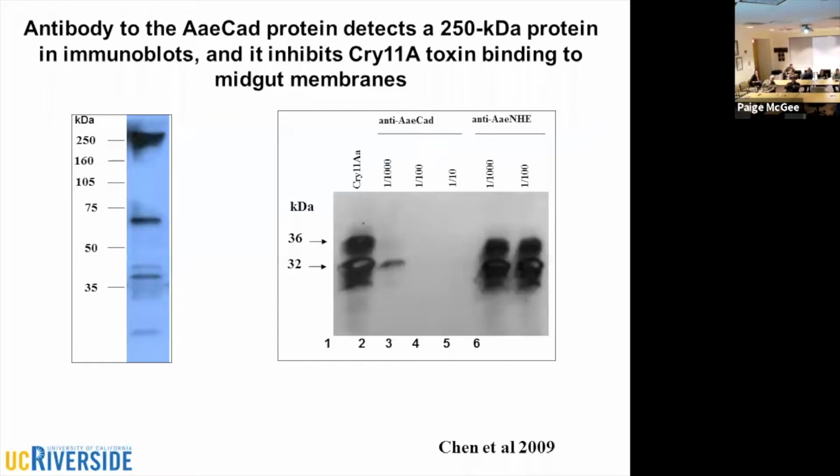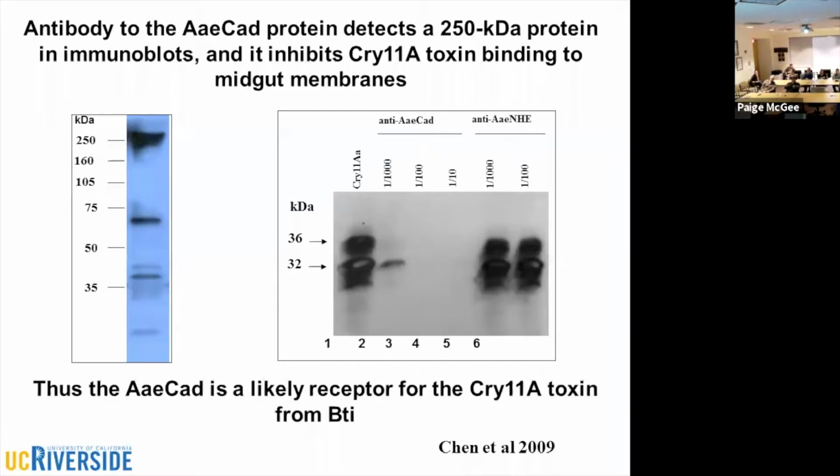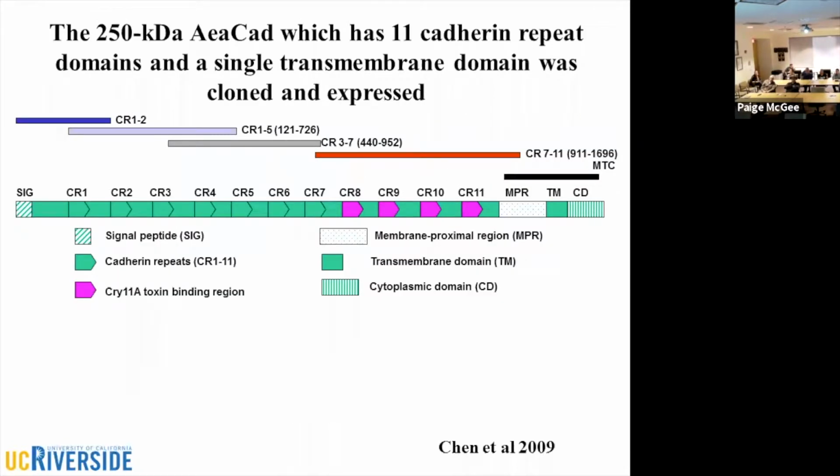Once we got this data, we then cloned the whole protein, and this is a large protein. It's 250 kilodalton, so it took some time for cloning. And this was before the genome of the mosquito was known, so it was a bit more challenging. What you see is that this protein has what are called cadherin repeats. There are 11 of them, and these are generally thought to be involved in some aspects of the binding.